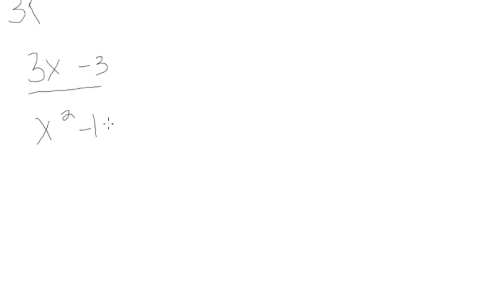We need to know where the denominator will equal 0 because we're not allowed to divide by 0. So I make an equation that says x squared minus 1 equals 0. And I solve this. So I add 1 to both sides, so I get x squared equals 1. I take the square root on both sides, and I get x equals positive or negative 1. So this is my domain restrictions.